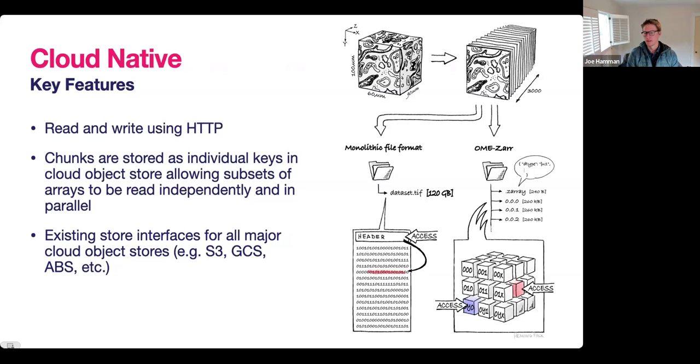So Zarr is cloud native. So what do I mean by that? You can read and write data using HTTP. Chunks are stored as individual keys in the cloud object store. And so it allows you to do really high bandwidth data analytics. You can read and write in parallel very easily. And we have put a lot of data in S3 and Google Cloud Storage, Azure Blob Storage, et cetera, using this capacity of Zarr to basically split its data across many keys.